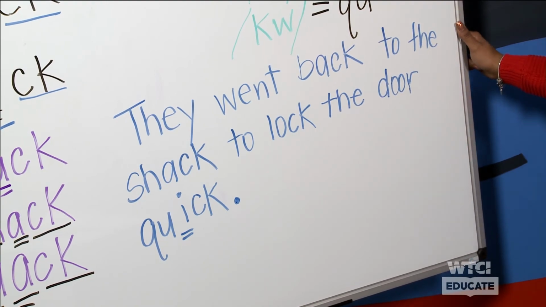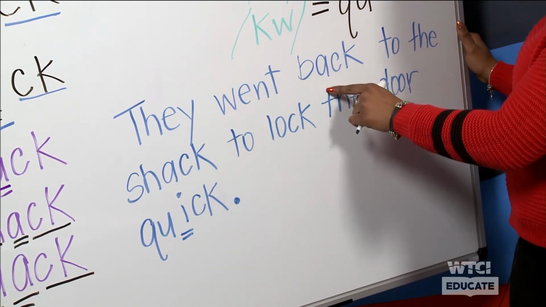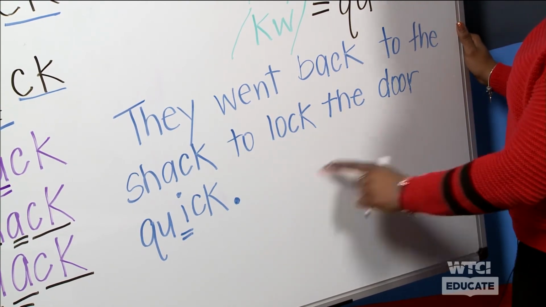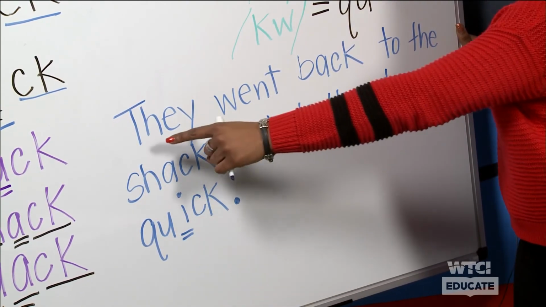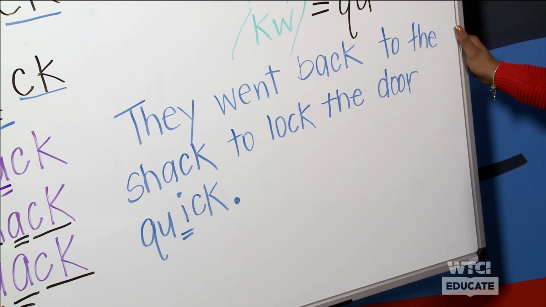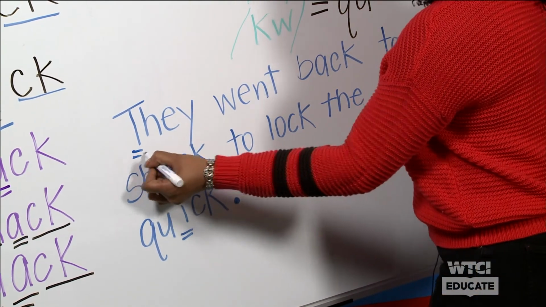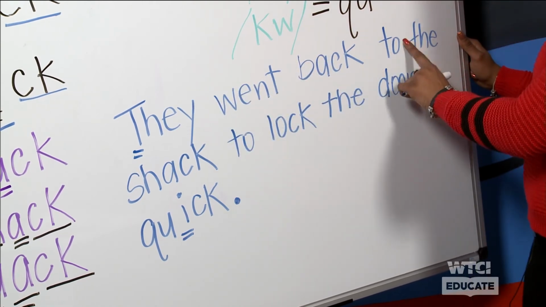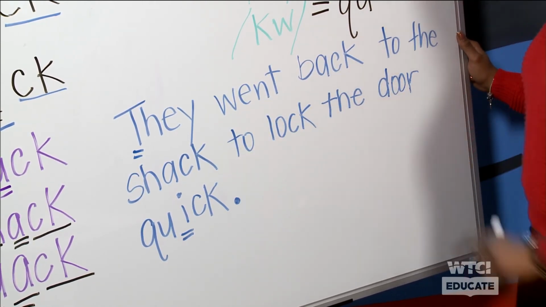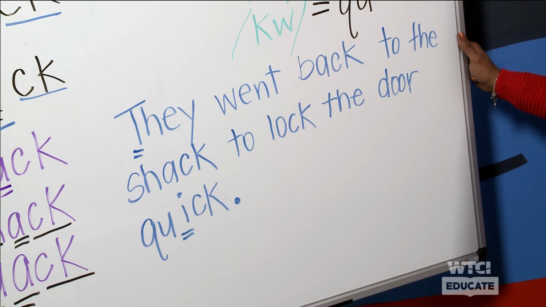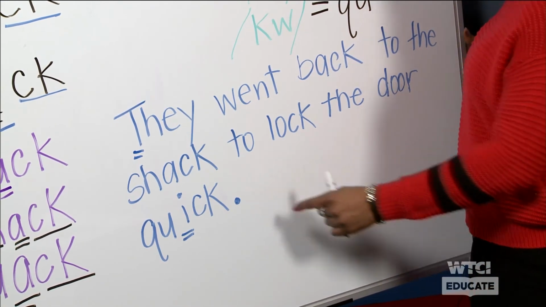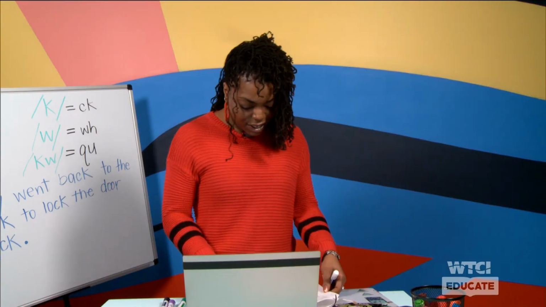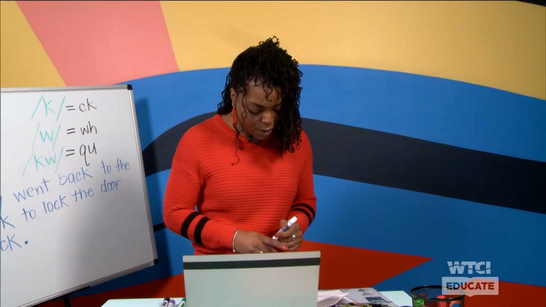Let's check our work. They went back to the shack to lock the door quick. Do we have a capital letter at the beginning of our sentence? Let's check. We do. Do you have spaces in between your words so that we can read them? Yes, we do. And do we have the correct punctuation at the end? Yes, we do.